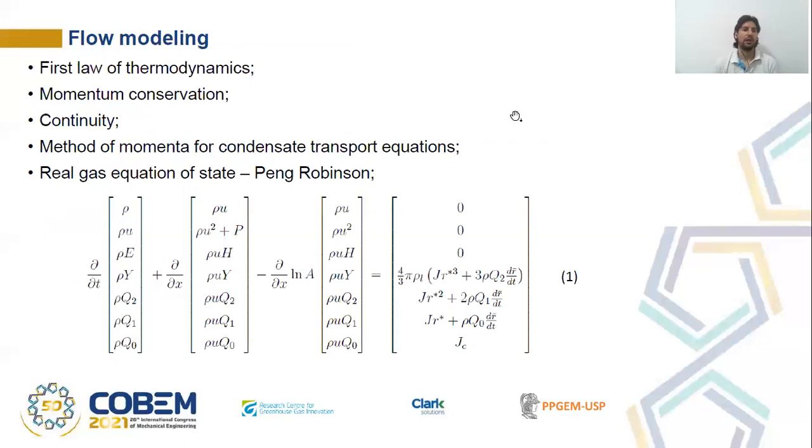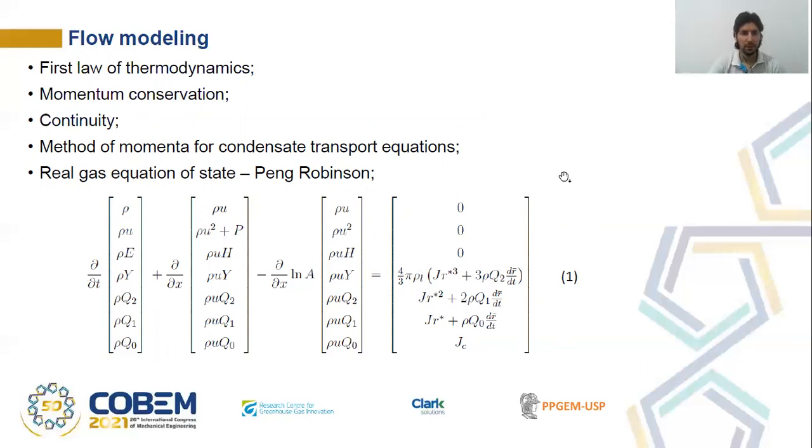For that, we apply some equations. First, we apply the continuity, the momentum conservation, and the first law of thermodynamics, which are the first, second, and third rows here of the system of partial differential equations. We also applied the equations of the method of moments for condensate transport equations, which are also presented here in the system.